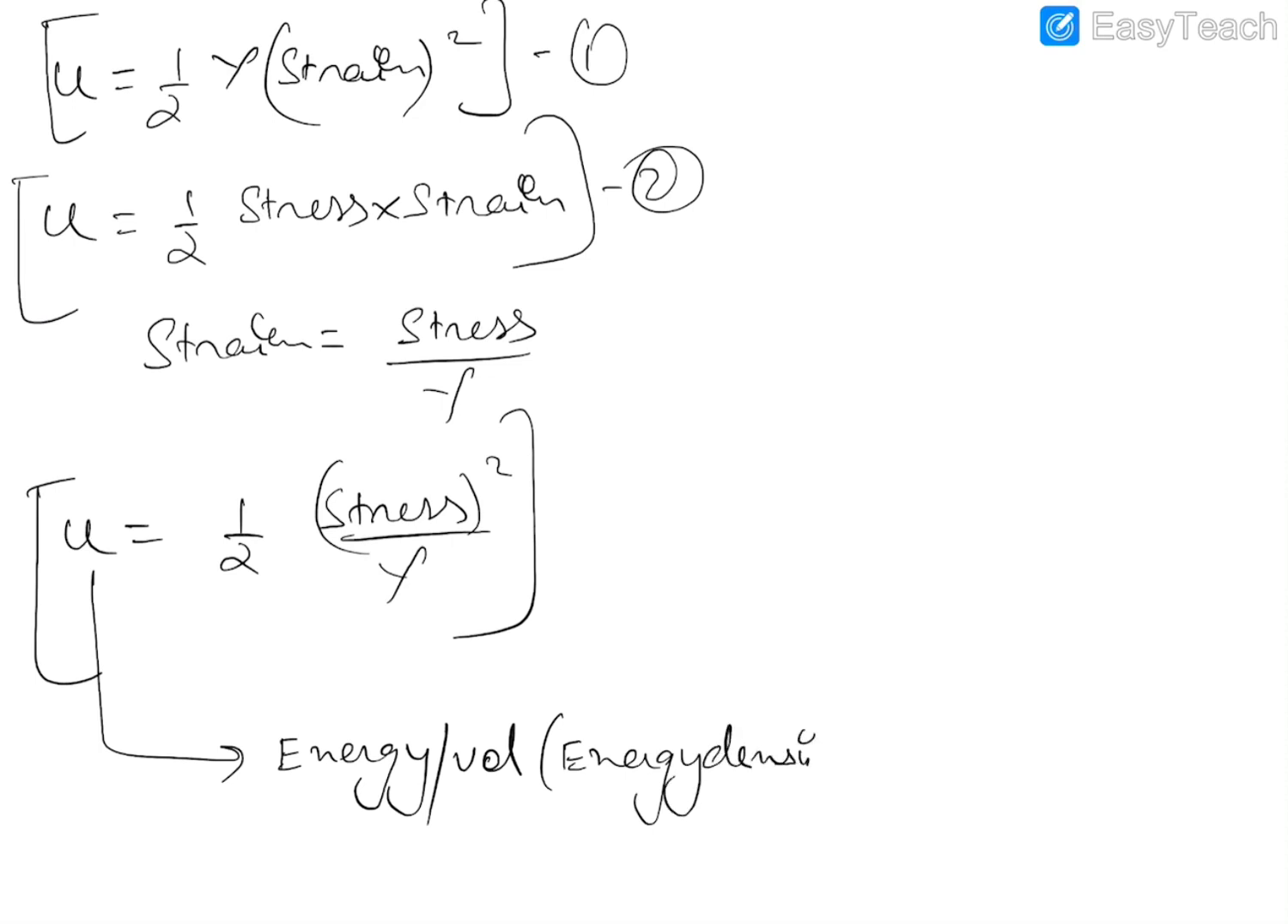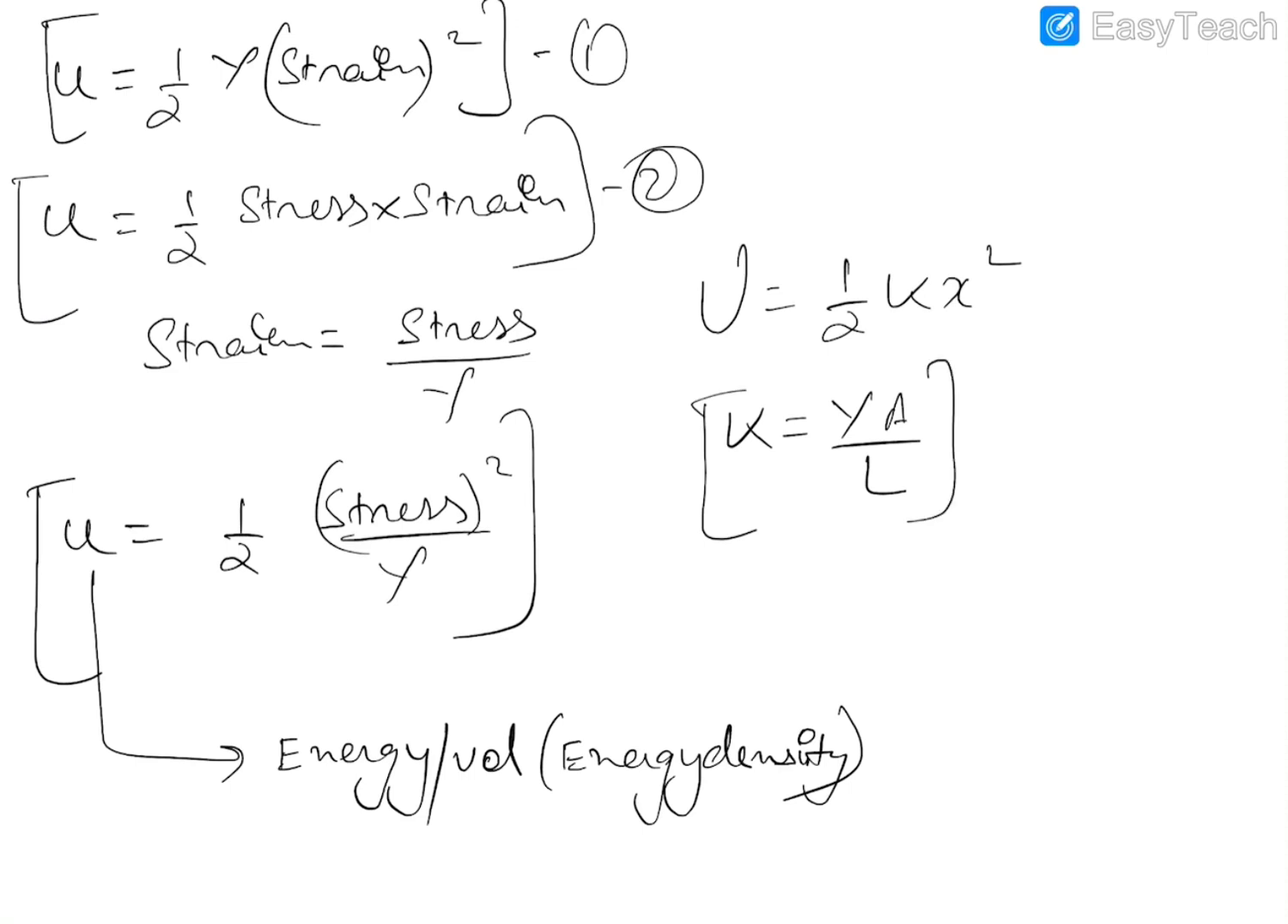And I would recommend that whenever in numericals you are calculating the energy, you should use the formula half kx square, and k is equal to gamma A by L. So you can use this analogy of a spring, and I will make another video which would depict the spring analogy to solve elasticity problems.